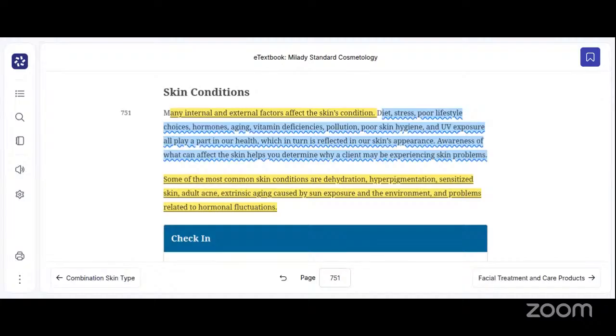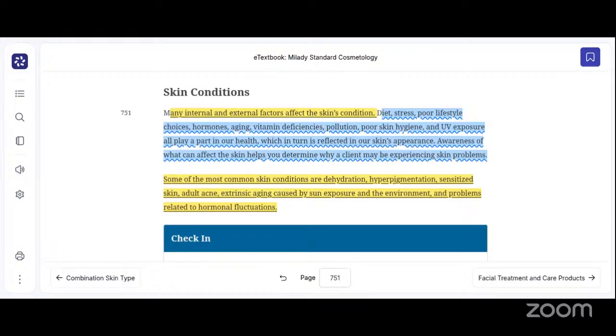It says many internal and external factors affect the skin's condition. Let's look at that in yellow. That's something to refer back to. We look at diet, stress, poor lifestyle choices, hormones, aging, vitamin deficiencies, pollution, poor skin hygiene, and UV exposure all play a part in our health, which in turn is reflected in our skin's appearance.